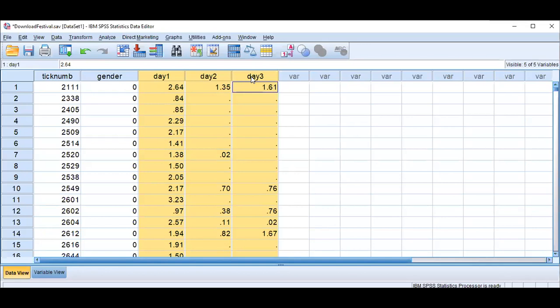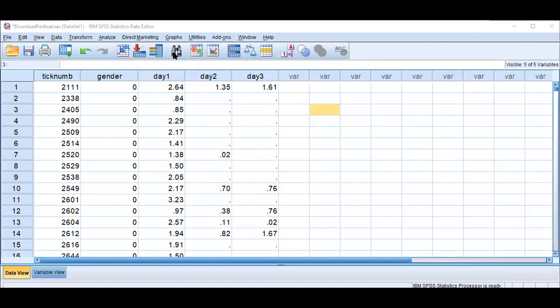For example, if we want to compare two groups, then we use the independent t-test. But before using the independent t-test, we should check normality and homogeneity of the data. If my data is not normal, then we will use the non-parametric equivalent of the independent t-test, that is the Mann-Whitney U test.